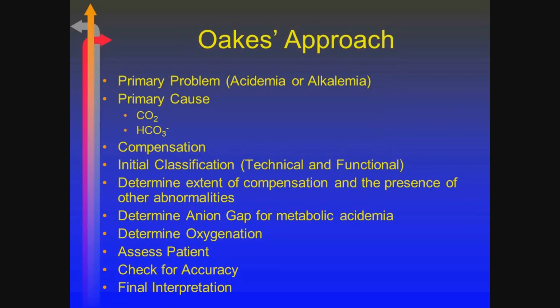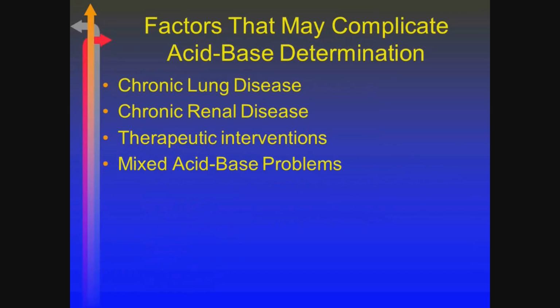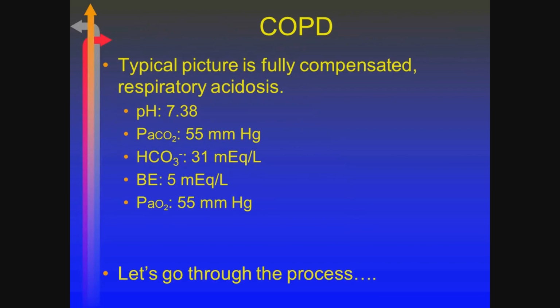For all metabolic acidemias, you will need electrolytes so you can calculate the anion gap. And Mary will talk next Thursday a little bit more about that. Take a look at the oxygenation. Does it correlate with the patient and the accuracy? And then finally get an interpretation. There are some factors that obviously are going to complicate the body's ability: chronic lung disease, as I mentioned previously; chronic renal disease; sometimes some therapeutic interventions that we do, i.e. hyperventilation for removal of CO2; or some of the mixed acid-base problems.